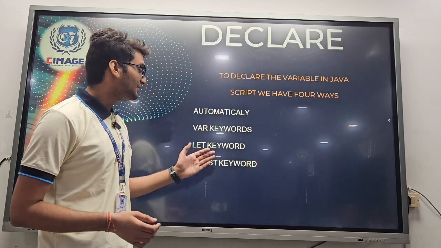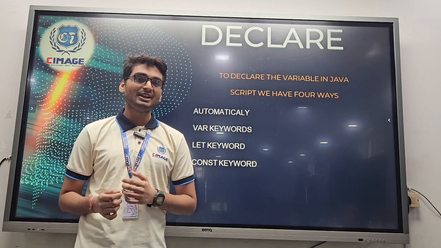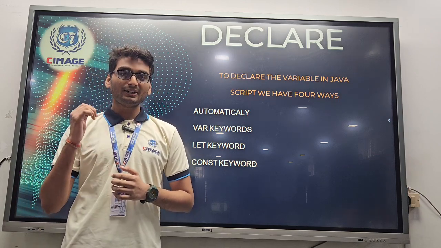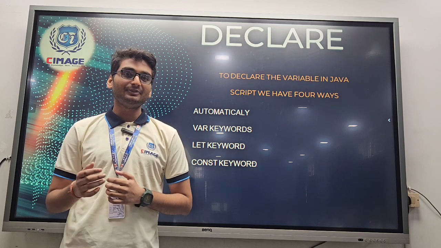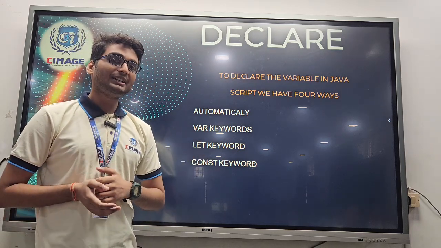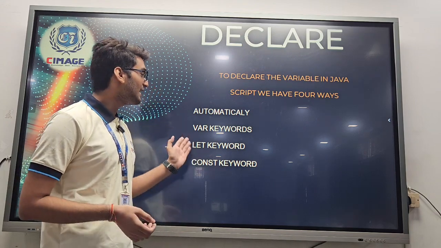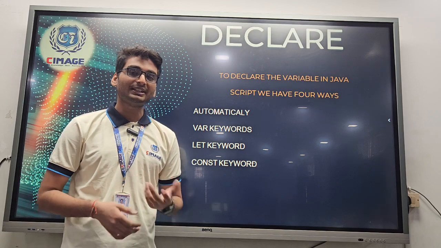Then const. The const keyword is a very unique keyword in JavaScript which provides the facility to store a constant value. Between var and let, the var keyword is used in the older versions of the browser, whereas let is in the latest versions of the browser.